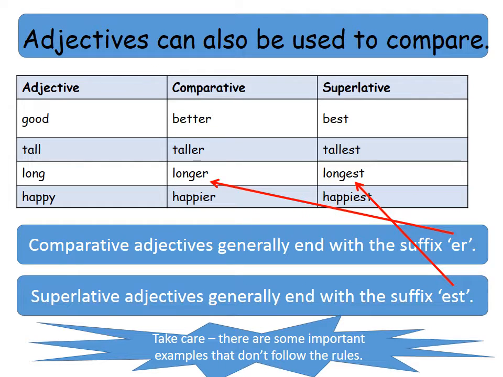We can also use adjectives to compare things. So here are some examples. Here we can say good, then compare to something else, better, and then the ultimate would be the superlative, which is best. We've got tall, taller, tallest, long, longer, longest, happy, happier, happiest. And you can see that the comparative adjectives generally end with the suffix er, and the superlative adjectives generally end with the suffix est. Take care though, there are some important examples that don't follow the rules.